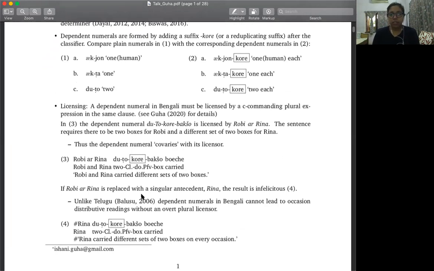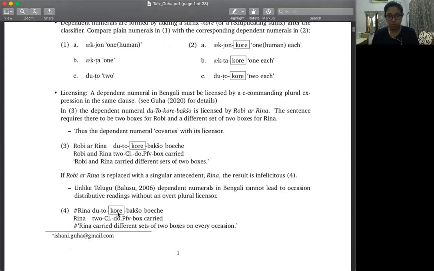If Robi ar Rina is replaced with a singular antecedent Rina, the result is infelicitous, as in 4, Rina duto kore baksho boyeche is odd. And 4 does not have the interpretation Rina carried different sets of 2 boxes on every occasion, which is different from Telugu, as shown by Balusu.